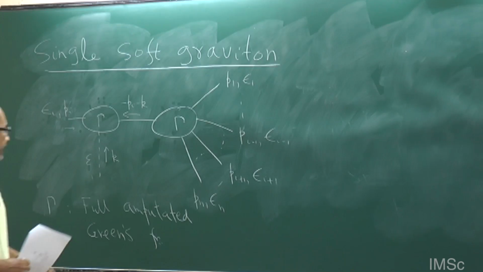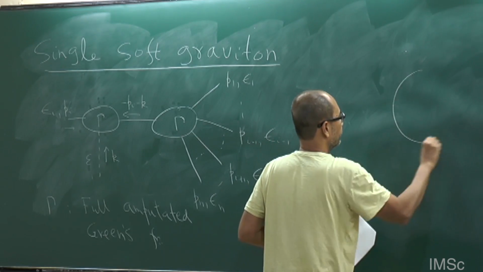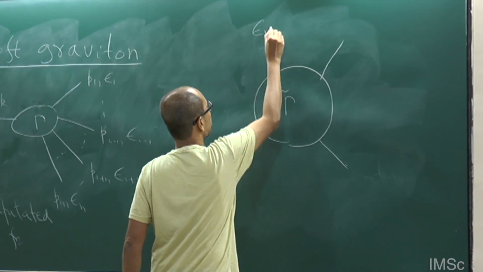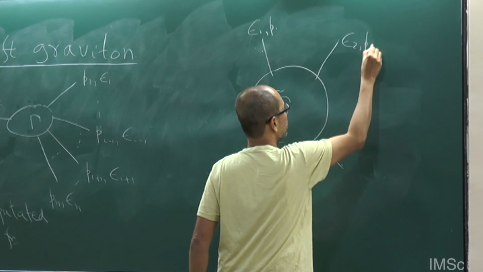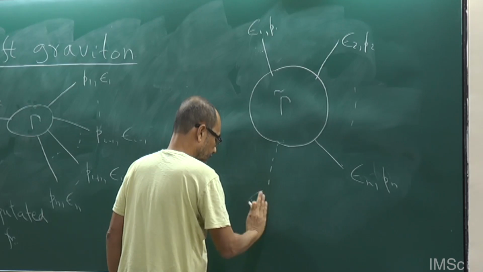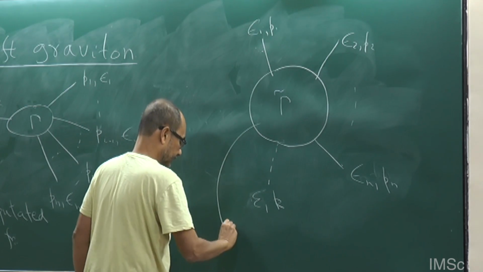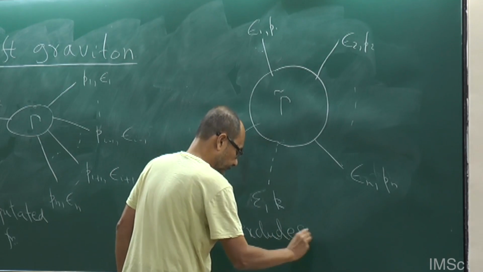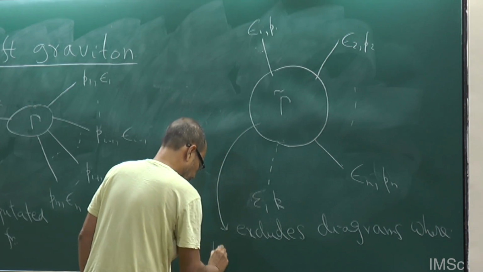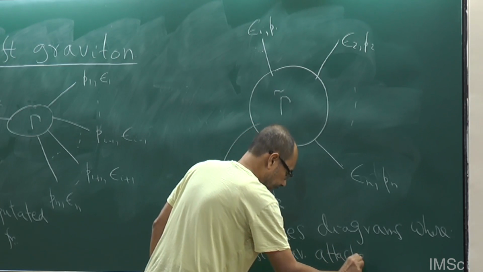So this is one class of diagrams. The other class of diagrams is anything that doesn't have this. So let me draw this diagram and then we will be discussing. So gamma tilde excludes diagrams where the soft graviton attaches to an external line.